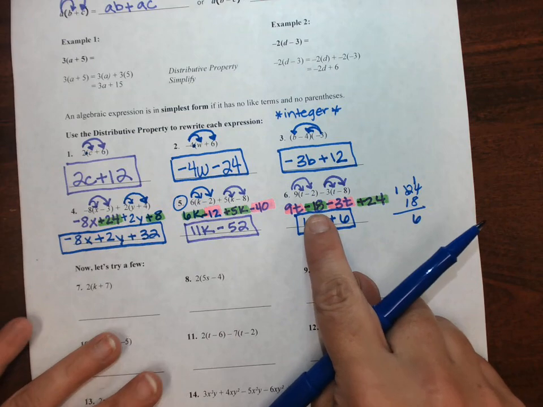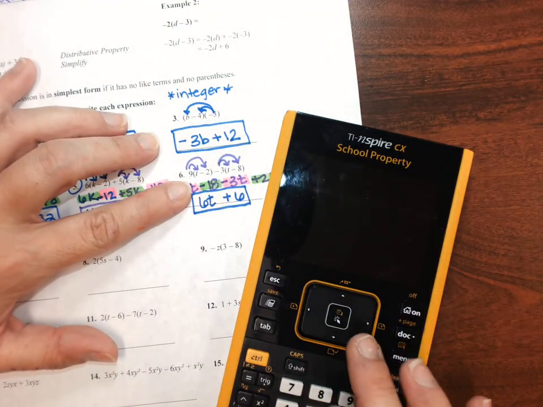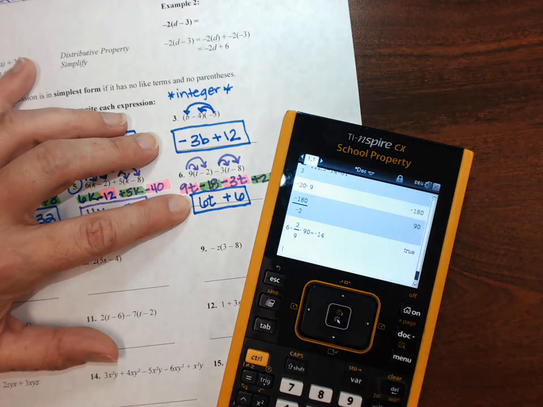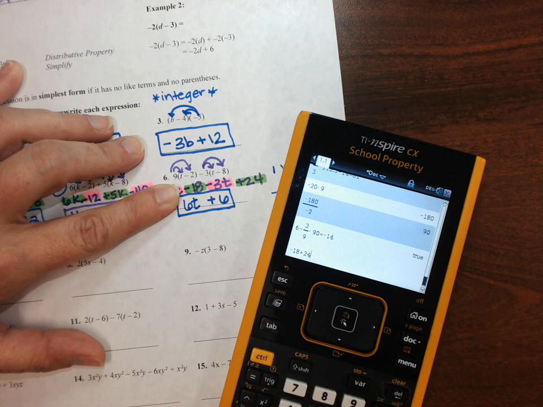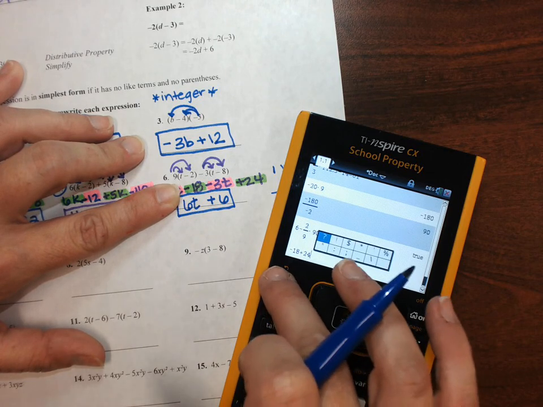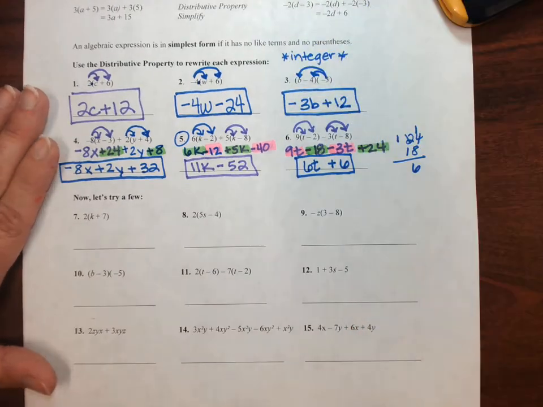And here I would just use my calculator. If what I did threw you off a little bit, you could just say, let's Kelly, use your calculator. Type it like you see it. Negative 18 plus 24 gives me 6. Okay?